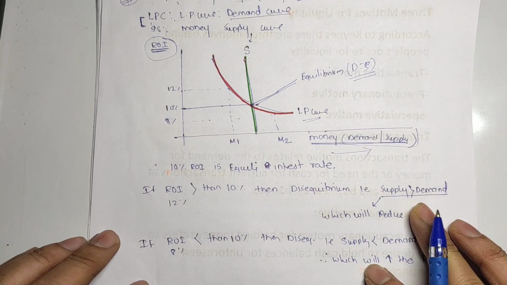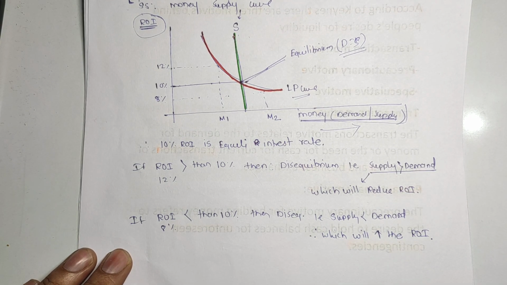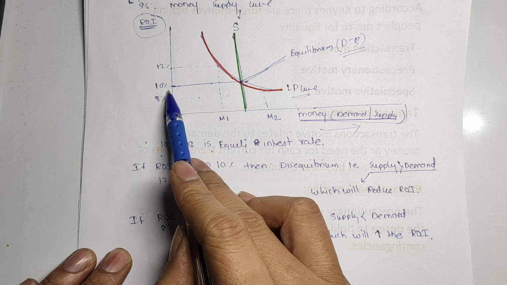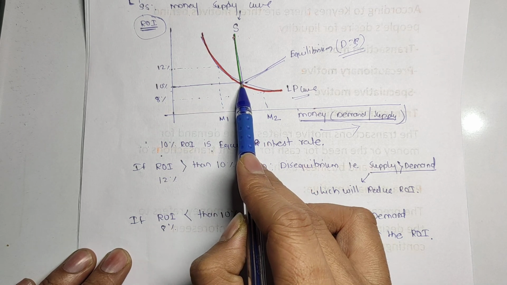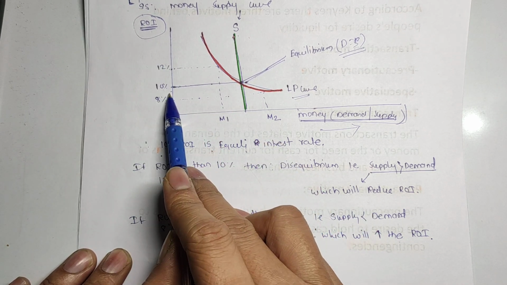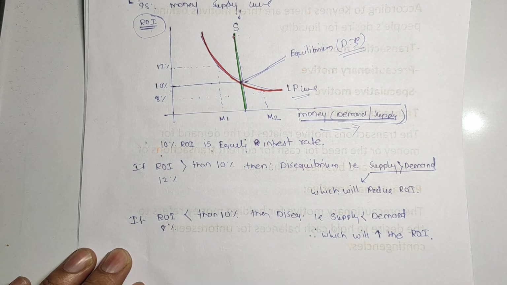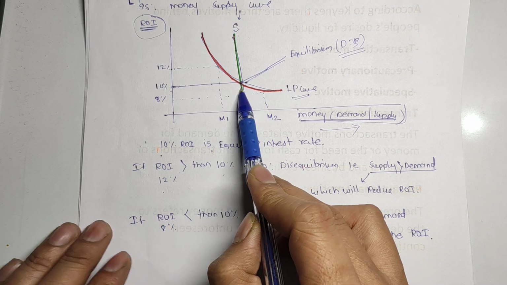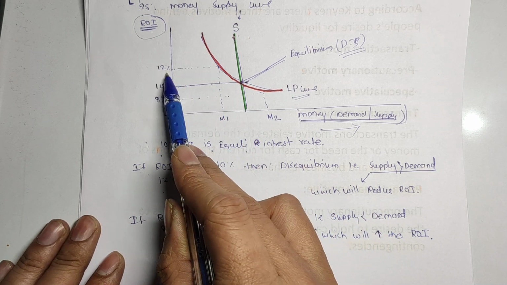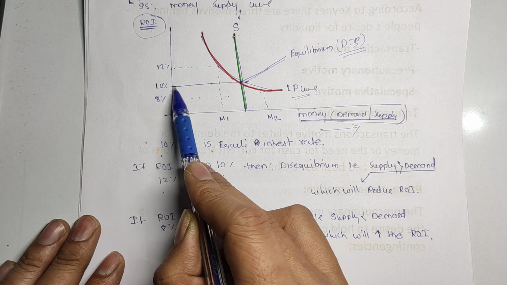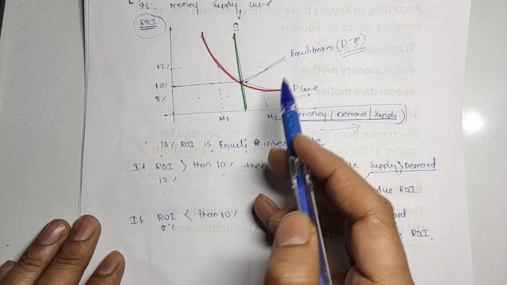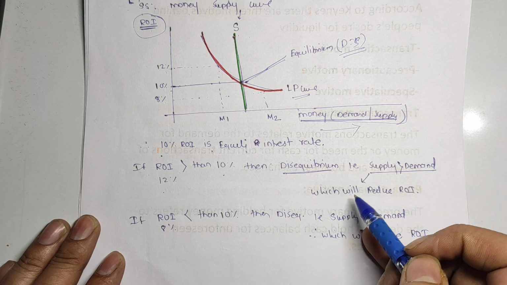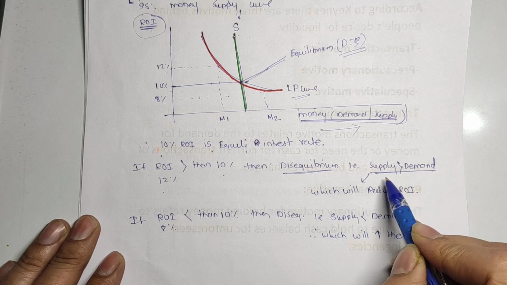Now see some observations that are very, very important. A 10% rate of interest is the equilibrium. Here we can say the intersection point refers to the rate of interest of 10%, so 10% is the equilibrium rate of interest. If the rate of interest is more than the equilibrium rate of interest, that means if the current rate is 12%, which is more than the equilibrium rate of 10%, then what happens? Then there will be a disequilibrium, in which the supply is greater than the demand.